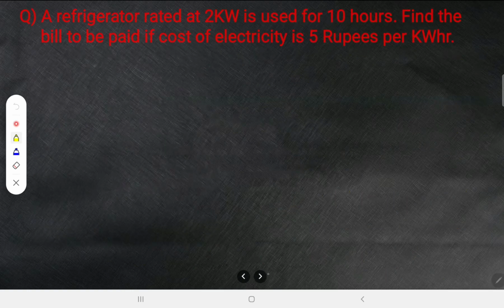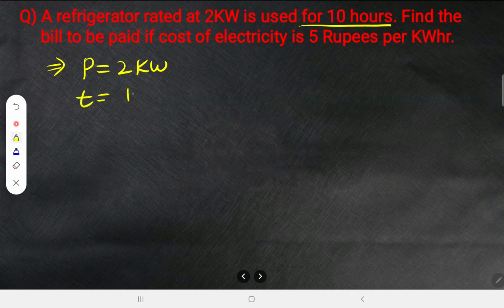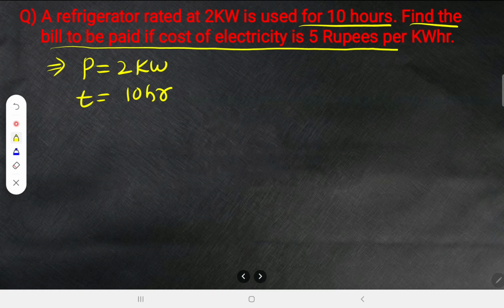Then let us take some questions so that the concept becomes much clearer. Here is the question: a refrigerator rated at 2 kilowatt. Rated at 2 kilowatt means power is equal to 2 kilowatt. It is used for 10 hours. Find the bill to be paid if the cost of electricity is 5 rupees per kilowatt hour. So for 1 kilowatt hour, we have to pay 5 rupees.